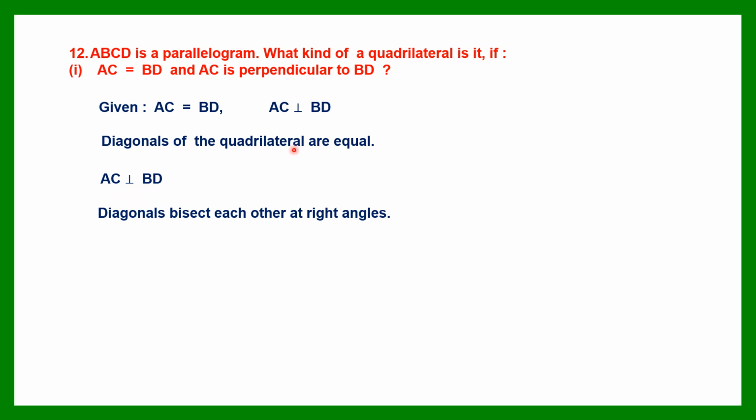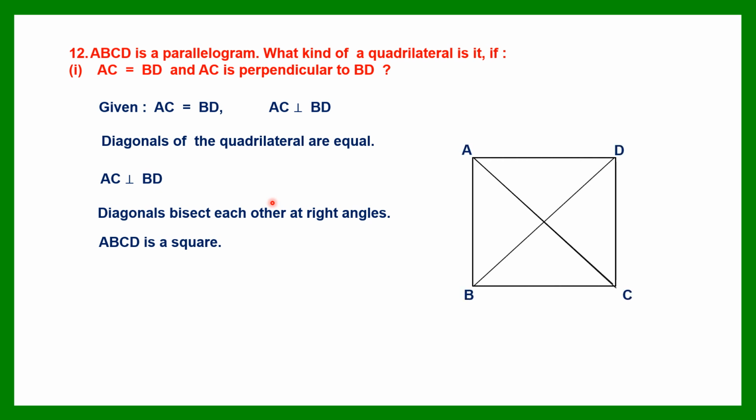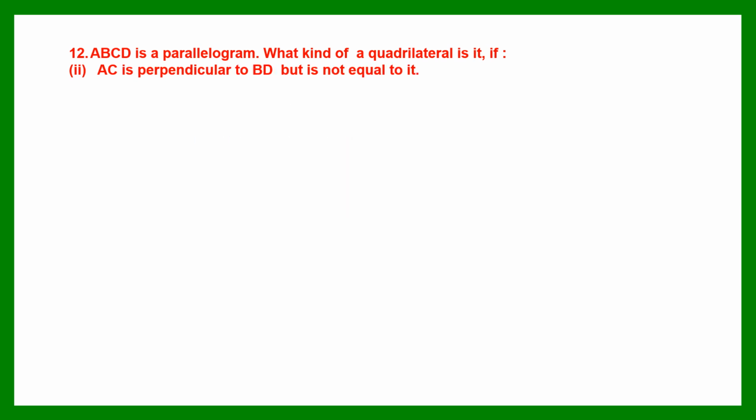So when diagonals are equal and they intersect at right angles, then that figure is a square. So we have a square here, as you can see. AC and BD are the two diagonals. Their measurements are equal, and they are also perpendicular to each other. That means they form an angle of 90 degrees. So such a quadrilateral is called a square.